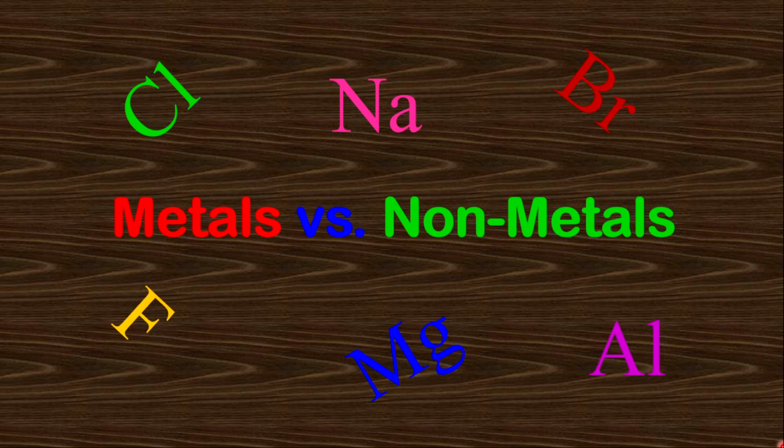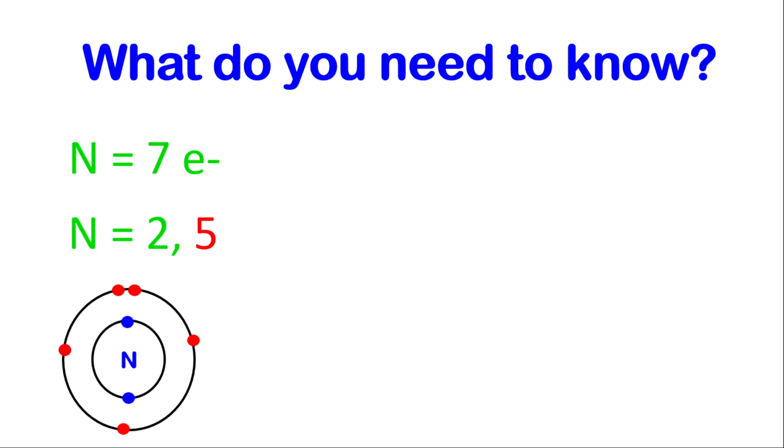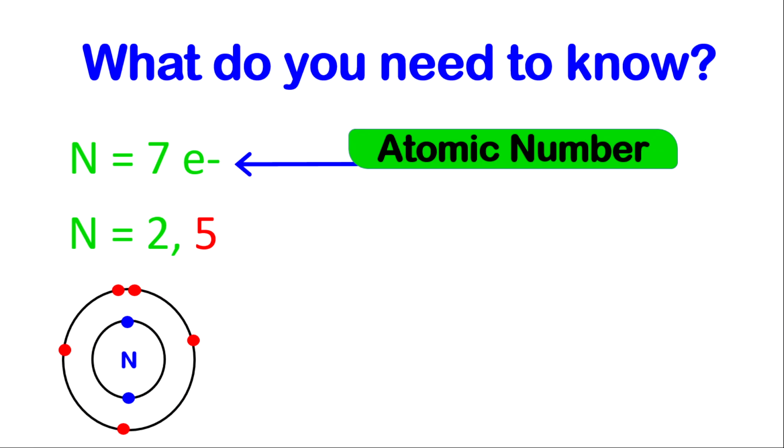By the end of this lesson, you should be able to determine if an element is a metal or a non-metal. Before you can do this, there are a number of things I need you to know. You need to know the atomic number of the element. The atomic number will help you to determine the number of electrons and also the number of protons. The number of electrons are very important for this lesson.